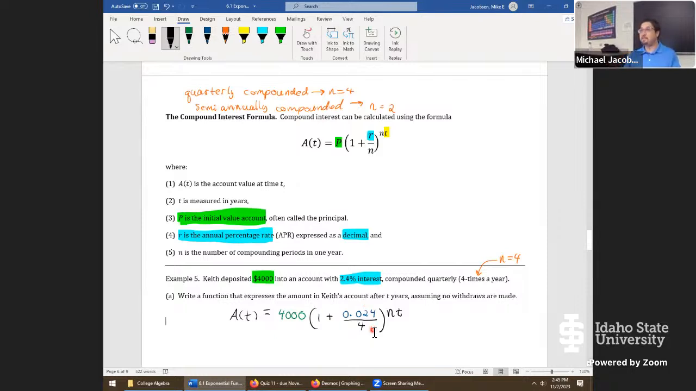It would not be clear how many times it's been compounded necessarily, unless you looked over here, but it would also be hiding the interest rate. So this format is pretty decent to just stop right here.